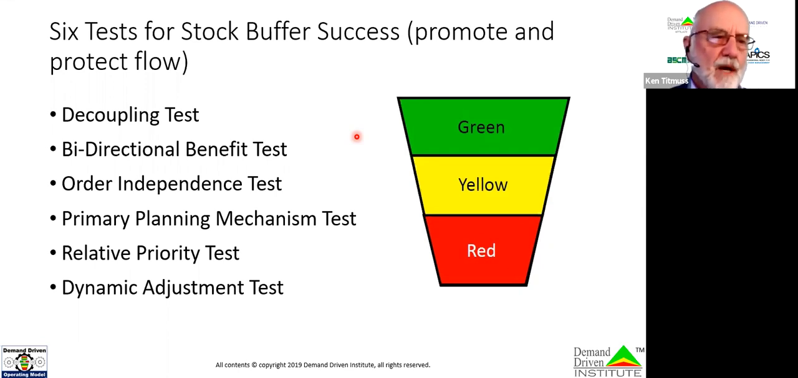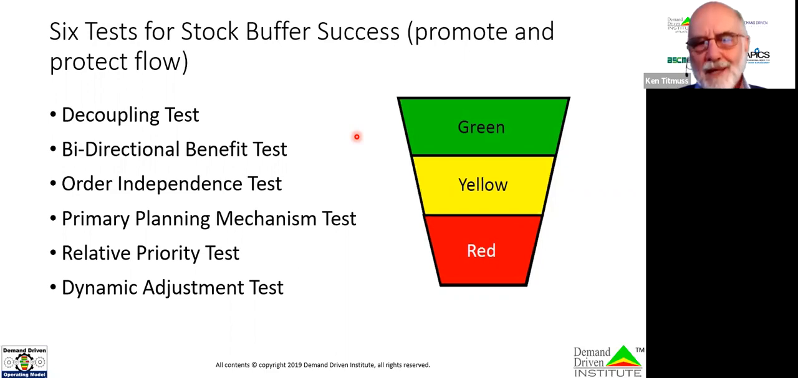The second one is a bidirectional benefit test. The buffer should provide a benefit on both sides of the buffer. On the demand side of the buffer, it provides availability. There should always be availability in the buffer. On the supply side, it provides the supplier with similar sized regular orders rather than being bullwhipped. Order independence test is the third one. That means that any material sitting in that buffer is there for anybody to legally take out of that buffer. It's not there for any specific order or for any specific person or whatever.